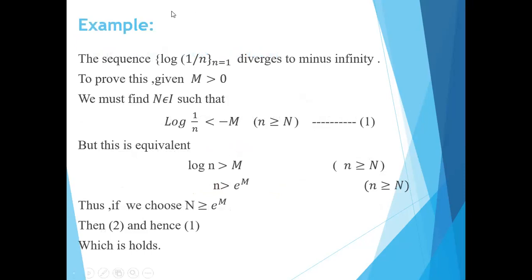Next, an example of divergence to minus infinity: the sequence log of 1 divided by n, for n equal to 1 onward, is divergent to minus infinity. To prove this, given m greater than 0, there must be n belonging to I such that log of 1 divided by n is less than minus m, equation 1. This is equivalent to log n greater than m. Therefore, n is greater than e to the power m, equation 2. We choose n greater than or equal to e to the power m. Then equation 2 and equation 1 hold. This is divergence to minus infinity.